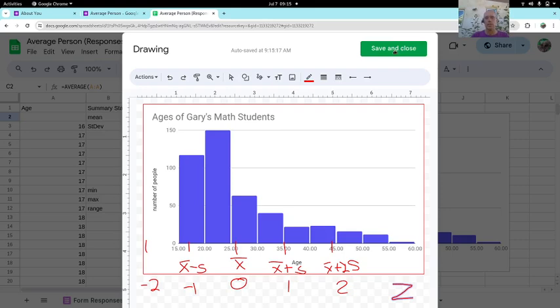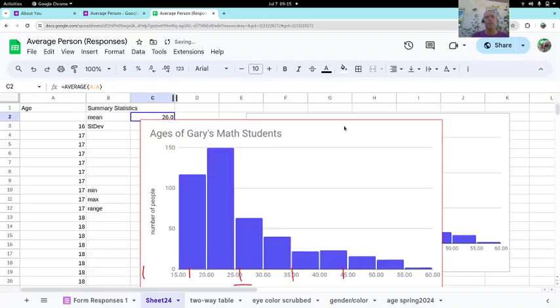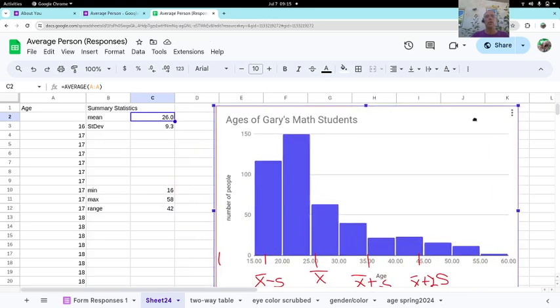All right, so let's save this and close it. Now, you might have read the 2 standard deviation rule, or the 95% rule. So that says for most data, about 95% of the values are within 2 standard deviations of the mean. So let's check that out.